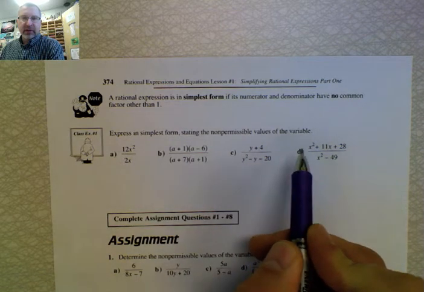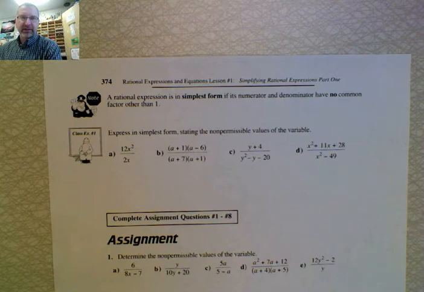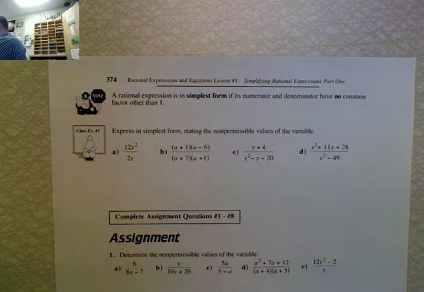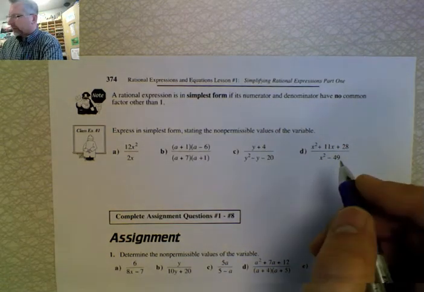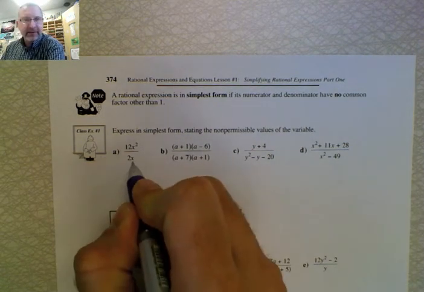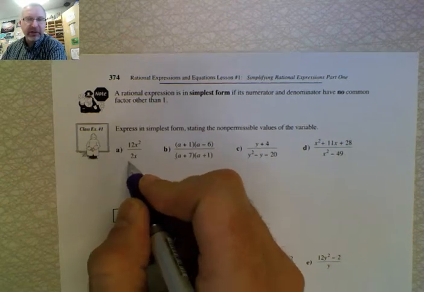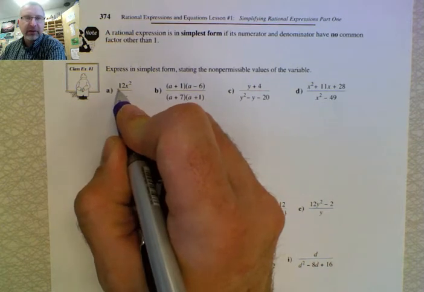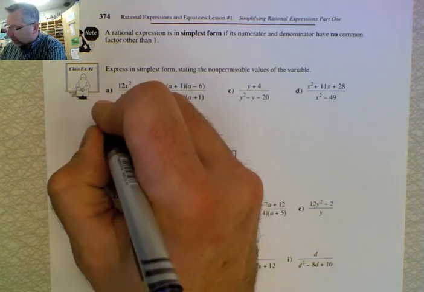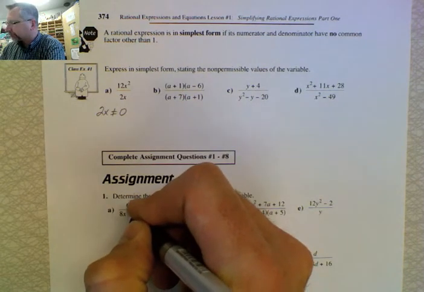Okay, so what we're going to do is we're going to look at listing the non-permissible values for these particular questions, and we're going to look at simplifying them. We're going to look at doing both because that's something we want you to be able to do in this particular situation. So if you look at a rational expression, how do I calculate the non-permissible values? Well, what I do is I take what's in the denominator and I say that cannot equal 0.